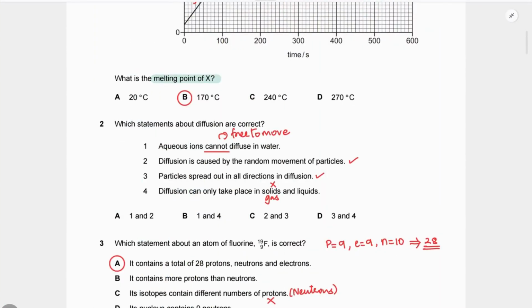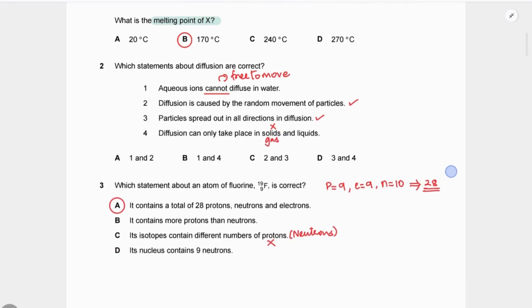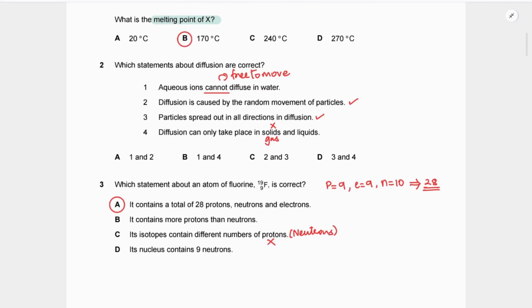Question 2. Which statements about diffusion are correct? Aqueous ions cannot diffuse in water? No, they can diffuse in water. Diffusion is caused by random movement of particles, which is correct. Particles spread out in all directions, yes, which is also correct. Diffusion can only take place in solids and liquids? No, it cannot take place in solids. It takes place in gases and liquids. So the correct option is C.